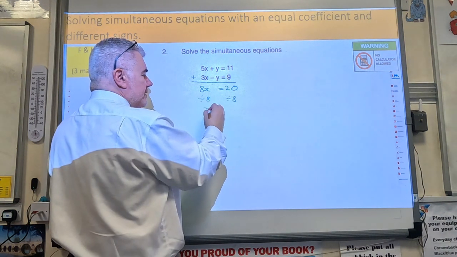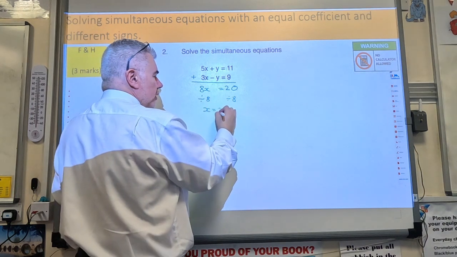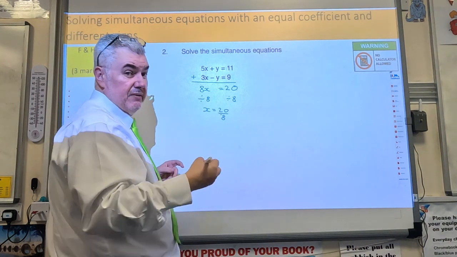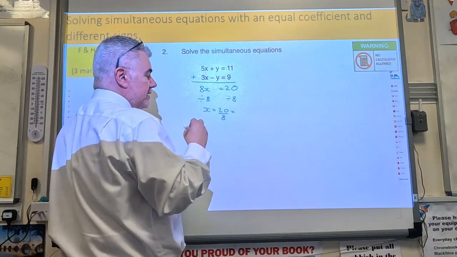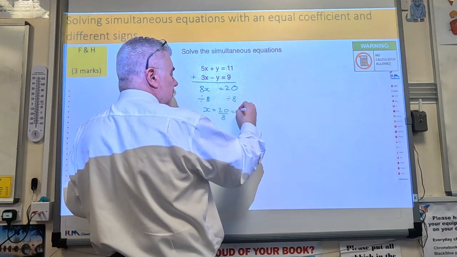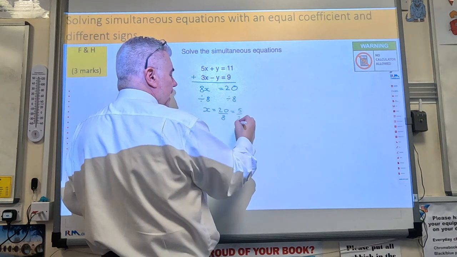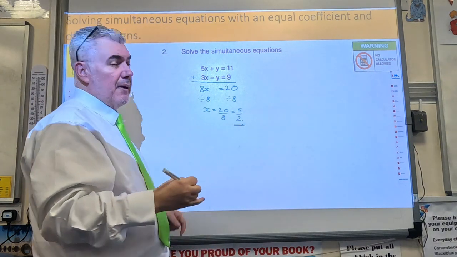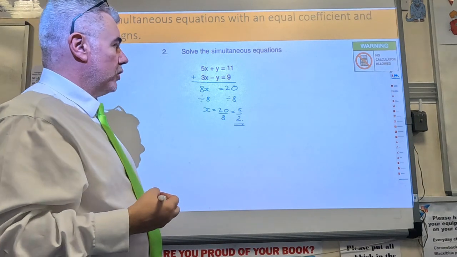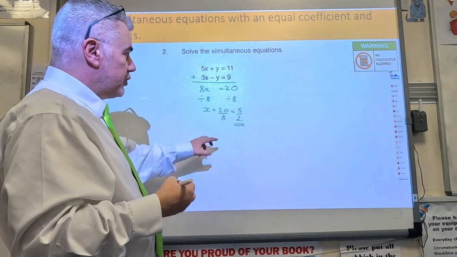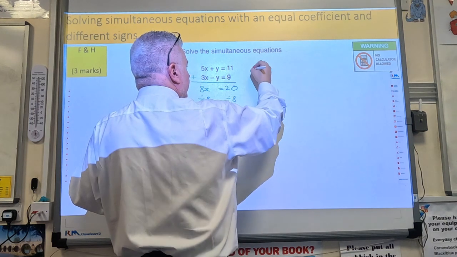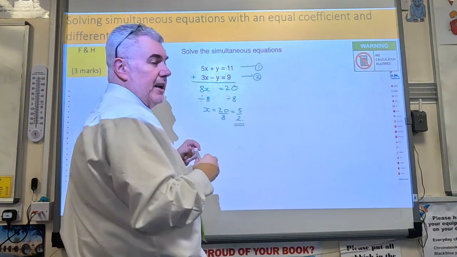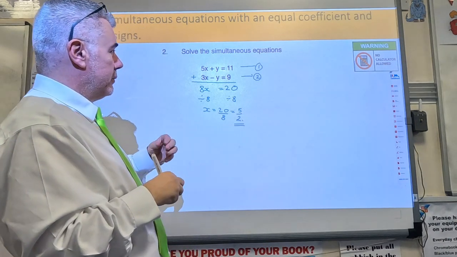I am left with x equals 20 over 8. 20 divided by 8. I'll simplify that as far as I can. Let's divide both of them by 4. X equals 5 over 2. So I found my x value. X is 5 over 2. I'm going to substitute it into either of these, and it should give me the same y value. I'm trying to find that y value now.